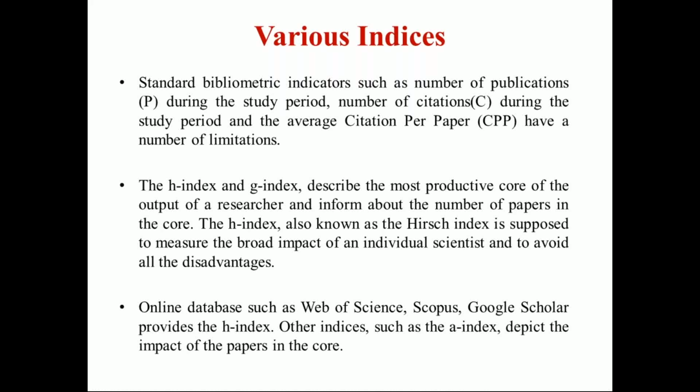Online databases such as Web of Science, Scopus, Google Scholar provide the H-index. No need for me to calculate. I can go to Google Scholar and find out what my H-index is, which we will discuss later on. Other indexes such as A-index depict the impact of the papers in the core.